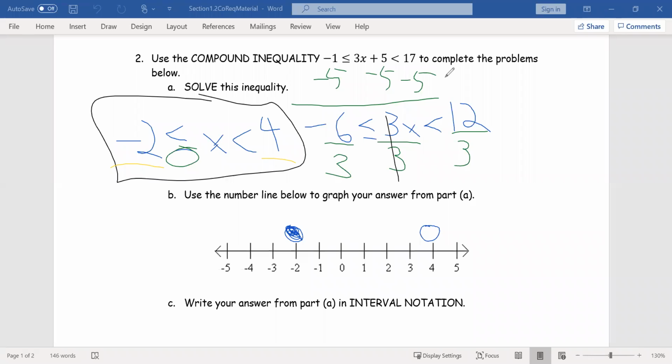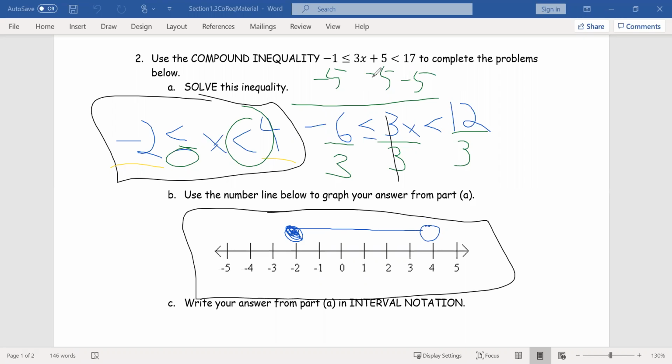With the 4, that's going to be an open dot. And then we just have to connect the 2. And the 4 will be an open dot because notice that here there's just a less than sign, no less than or equal to. So our solution set as a graph looks like -2 with a closed dot, up to 4 with an open dot, and then connect in between.